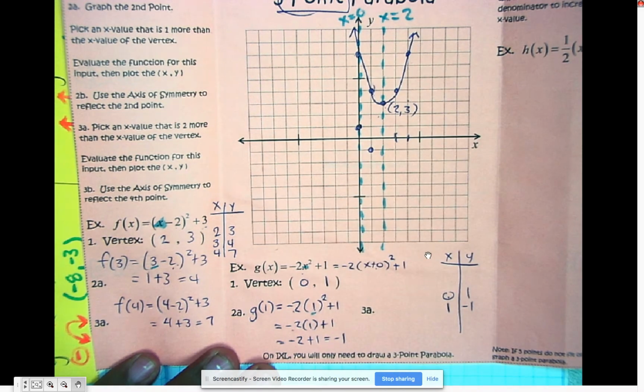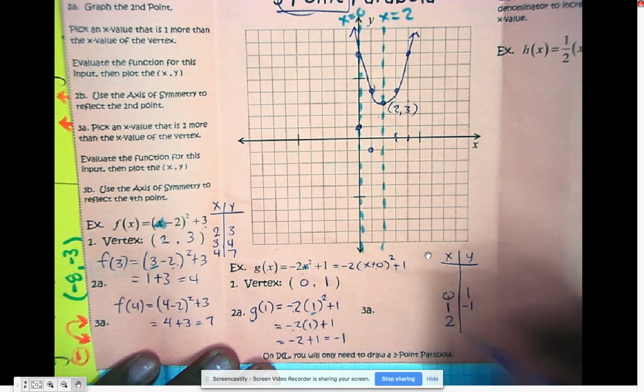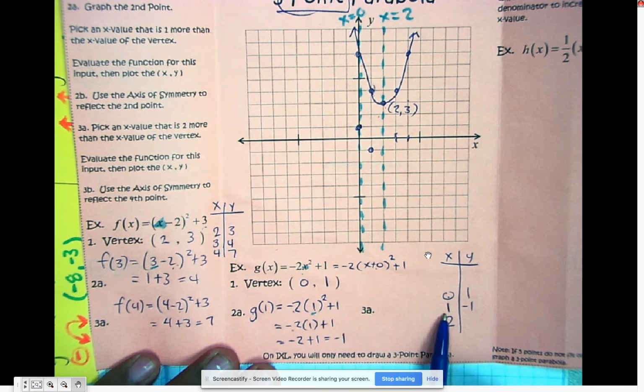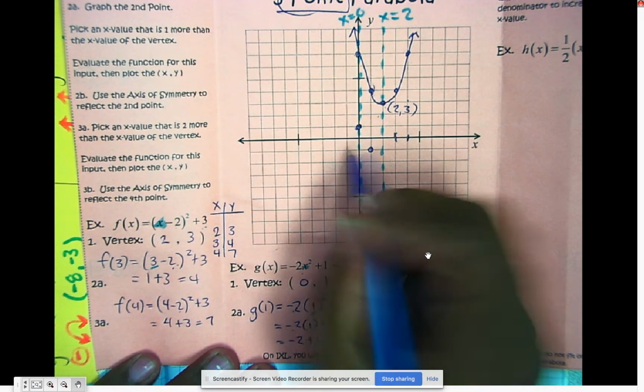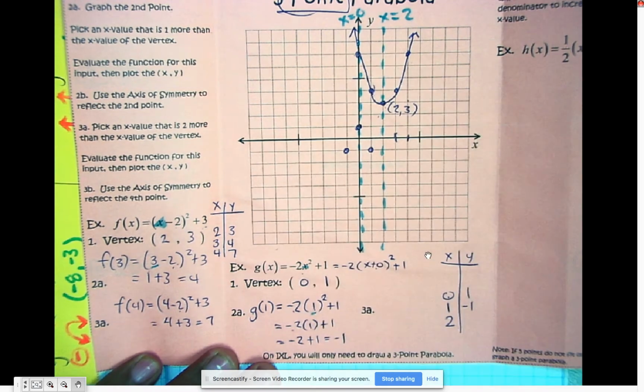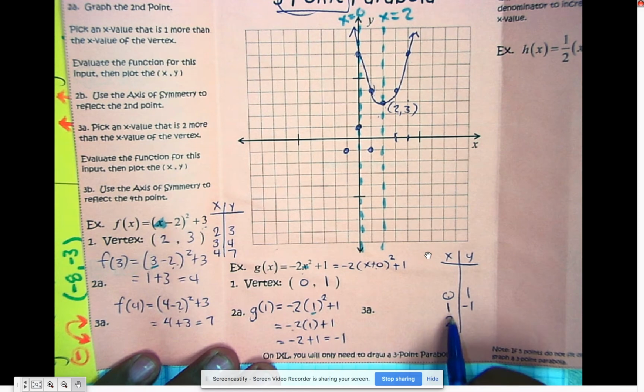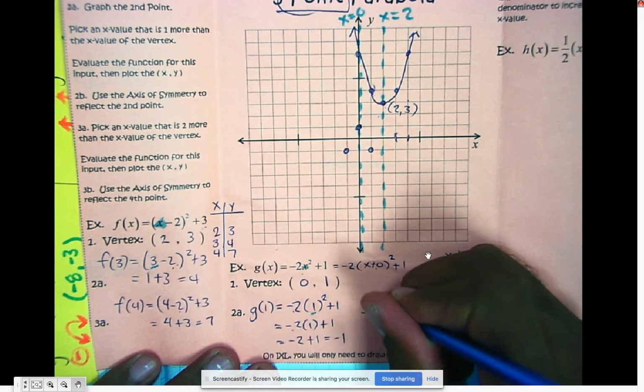Now I'm going to do that again and pick another point. Before I do the next point, remember, here's the axis of symmetry in the middle, so I just reflect that point over to the other side. Now again, I pick one more x value than the last point, so 2. I'm going to plug that in.